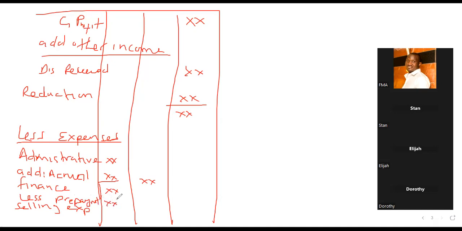According to the accruals concept, sometimes when you have electricity bills and you pay them in advance, most people want to avoid paying corporate tax. So when you add these expenses, you get the total expenses and you subtract them from the gross profit. What we get is the net profit before interest and tax. So this is how we do our gross profit and our net profit.